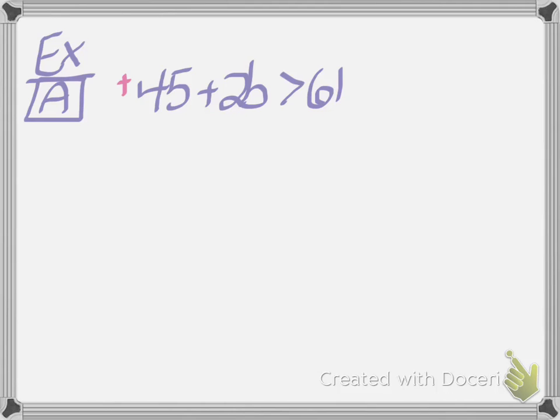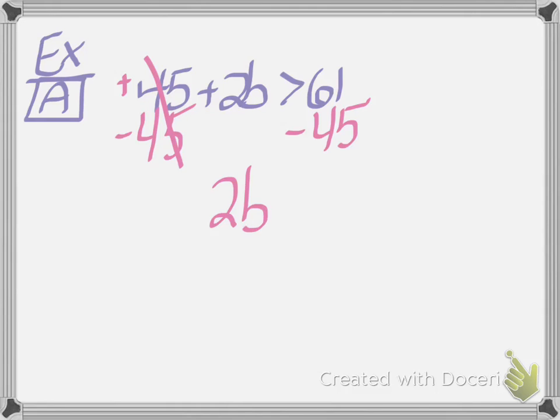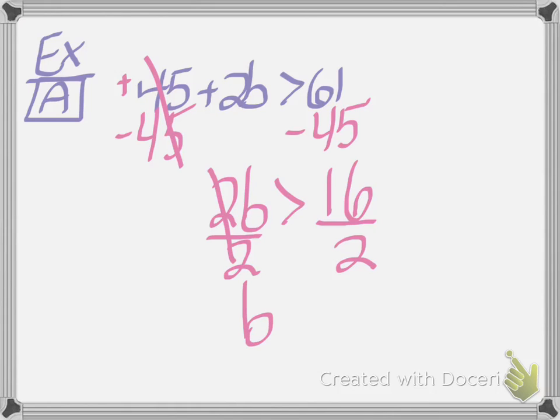I'm going to do the other thing first. That's a positive 45. Let's subtract 45. And I'm left with 2b is greater than, and 61 minus 45 is 16. Now I get to divide by 2. I'm not dividing by a negative, so my inequality symbol stays the same. 16 divided by 2 is 8.